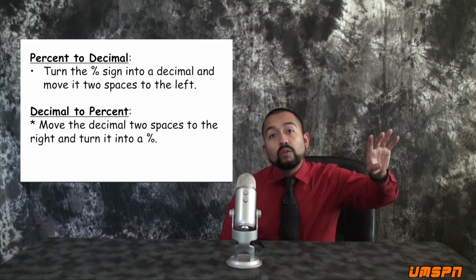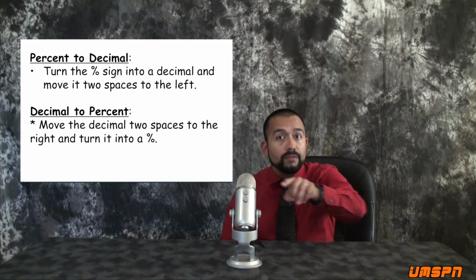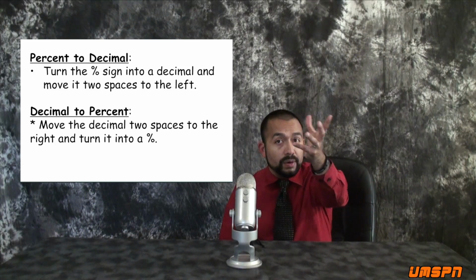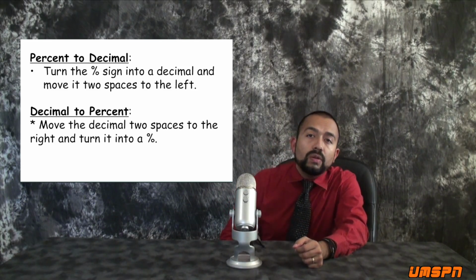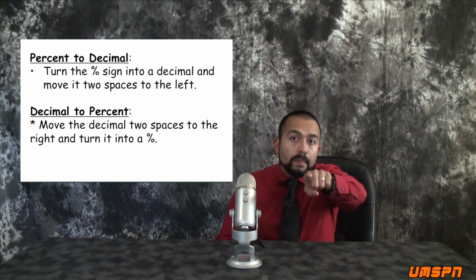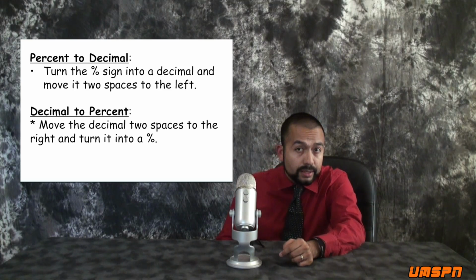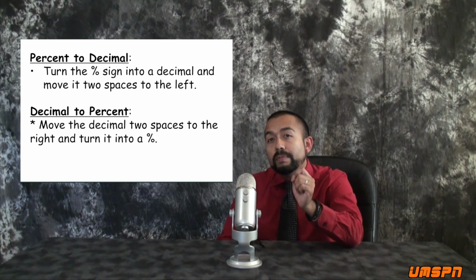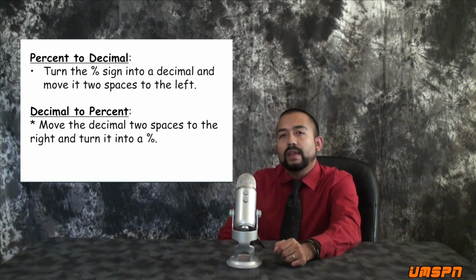Now, what if you want to go forwards in time from a decimal into a flower, a percent flower? Then you would go from 0.50 back into 50%. But make sure you only move twice.